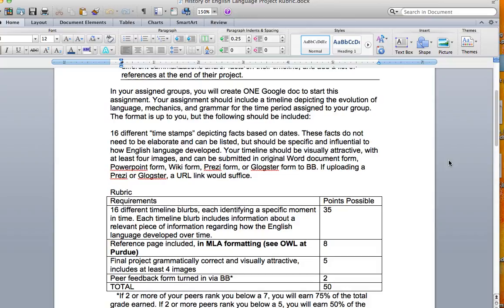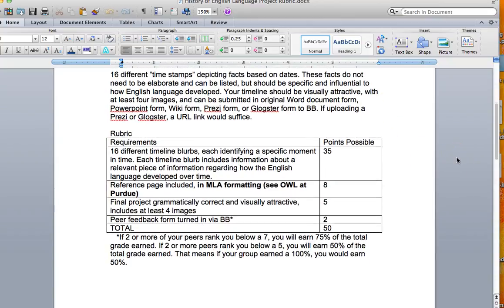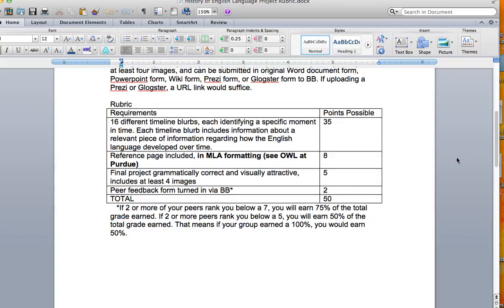That's up to you, but what you need to include is 16 different timestamps depicting facts based on dates. So it does need to be specific in terms of how it impacted the English language development. Okay. If you're uploading a Prezi or Glogster, a URL link would suffice once you upload it to Blackboard.